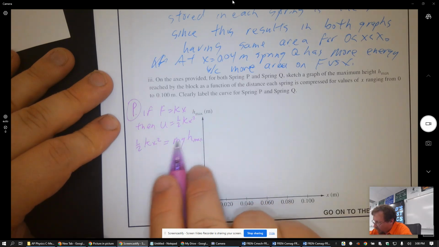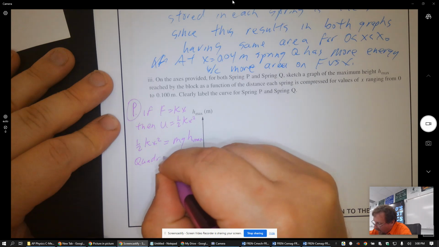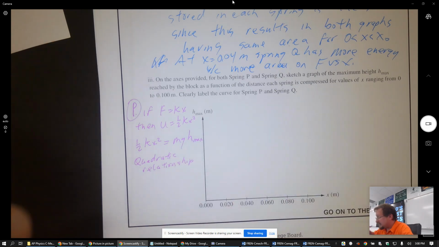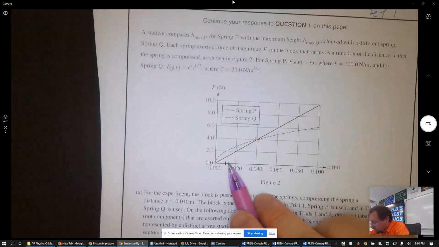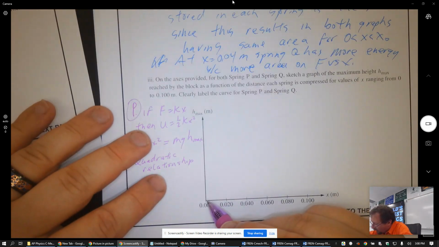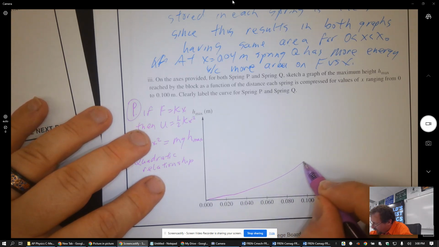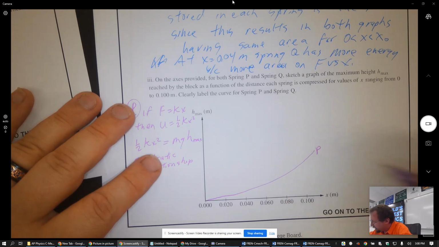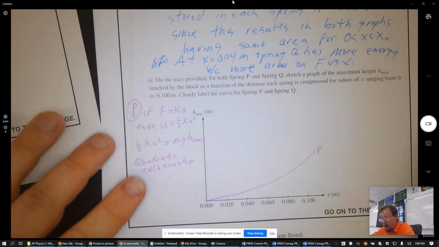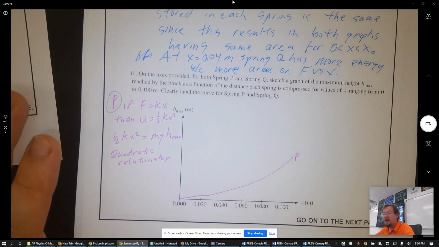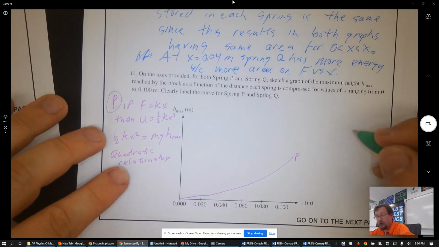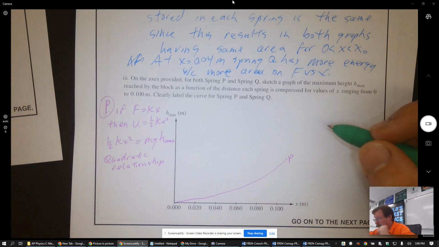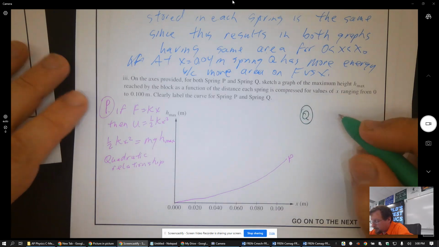So then I see a quadratic relationship. Okay, now that is 0 to 0.1. So I'm going to use pen here, and I may regret it. Here we go. All right. Clearly label the curve for spring P and for spring Q. So this is P right here, okay? Now, remember that all AP readers are colorblind, it turns out. That's a qualification that they actually test for. So your student can't say the pink one is P or whatever, because they can't see any kind of color, okay? So there you go.